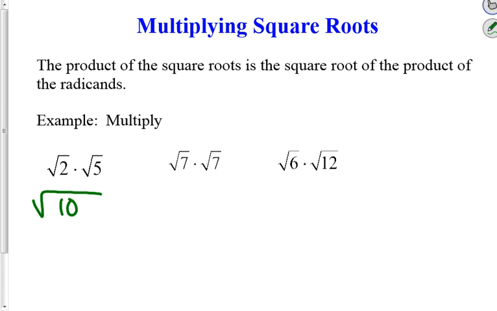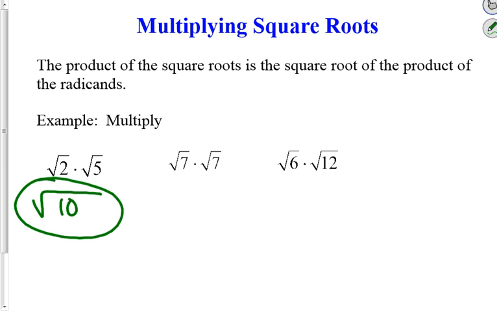The radicands are 2 and 5, right? Multiply those together, we get 10. Now we have to ask ourselves, is the square root of 10 simplified? And the answer is yes, because 10 doesn't have a perfect square factor. So square root of 10 cannot be simplified. There we go.